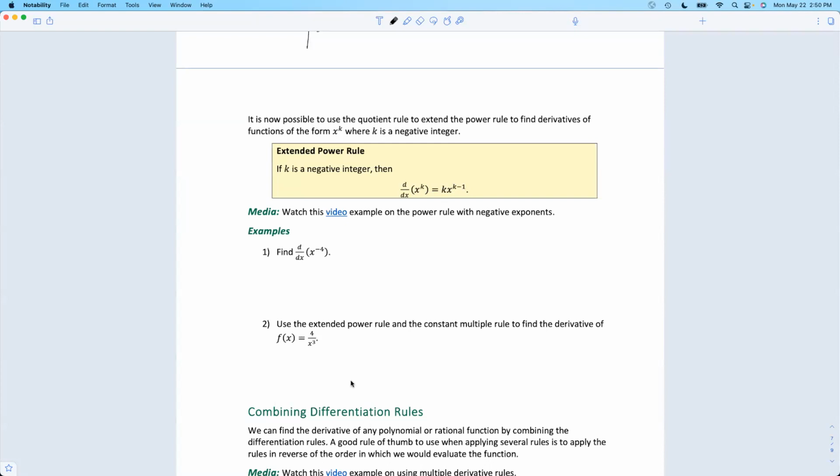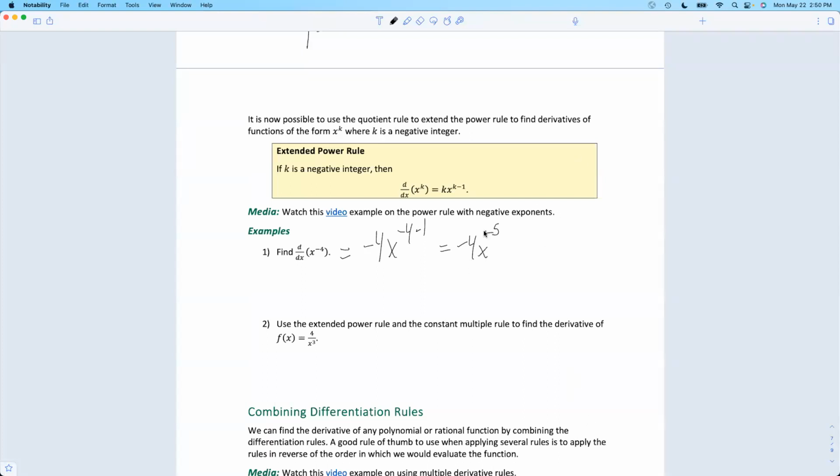So the derivative of x to the -4 would be -4. The exponent came down to ground level. Now the exponent is going to go down by 1. -4, I'm going to write it out, -1. It drops by 1. So that would be -4x to the -5.